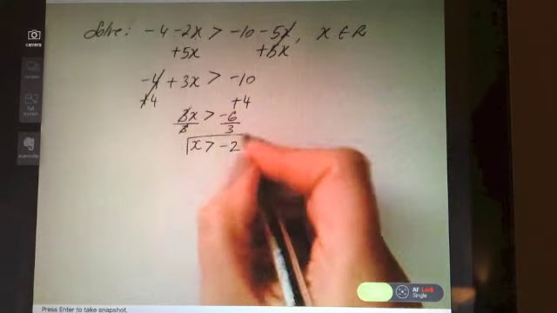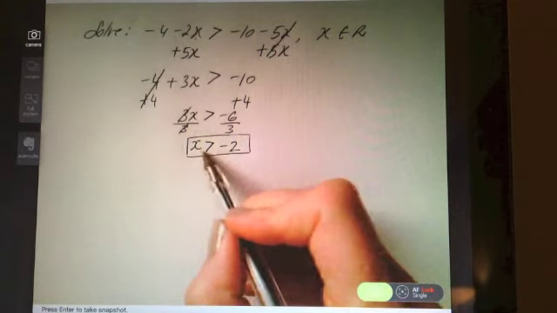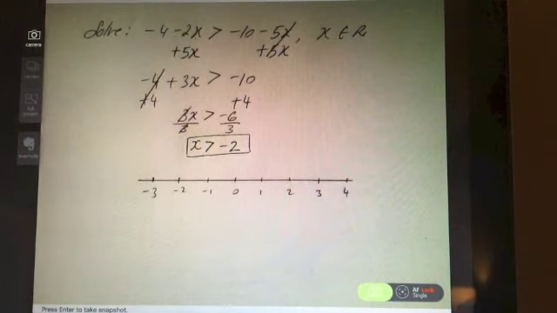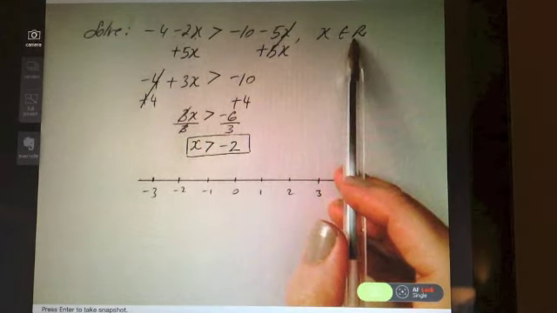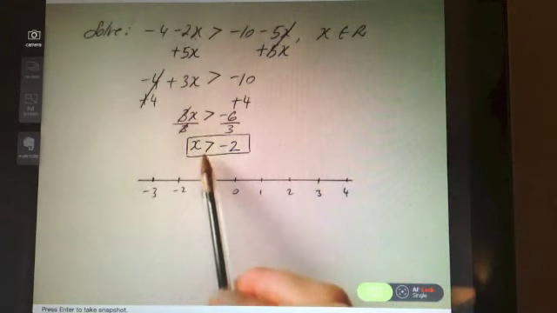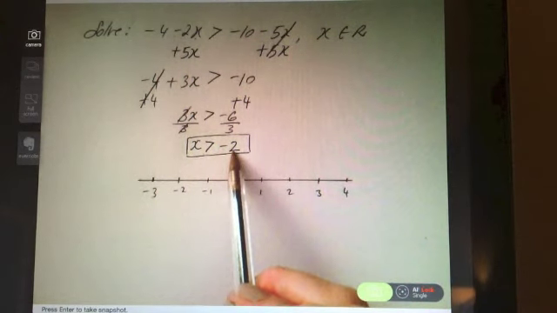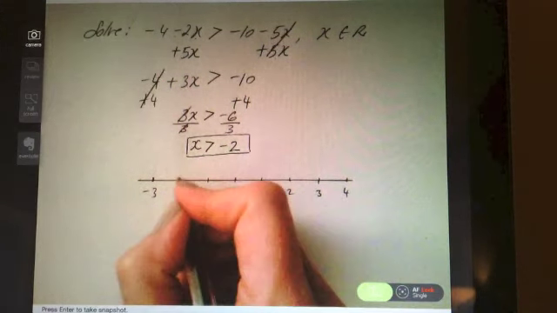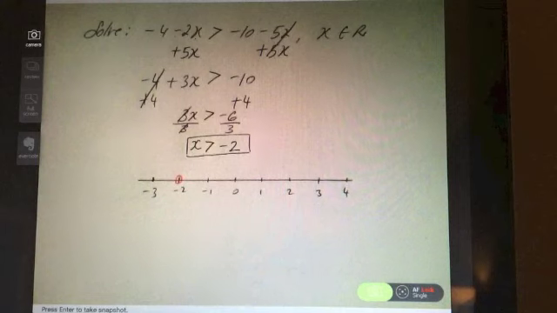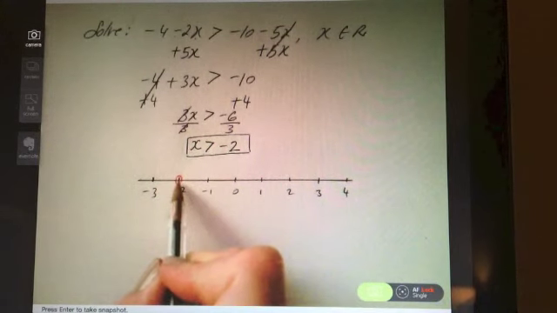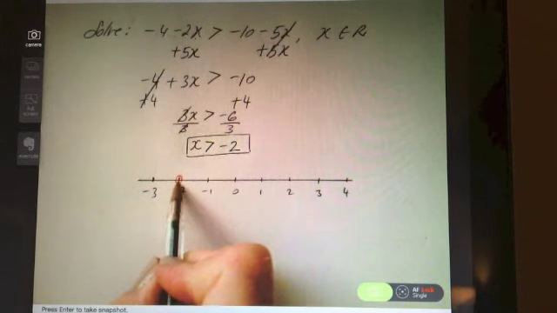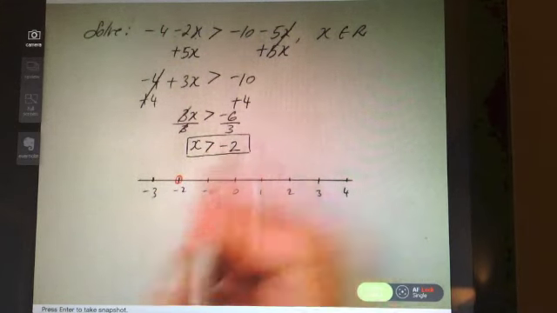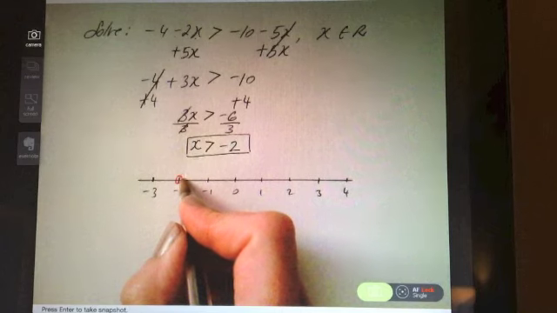Okay, so let's sketch this then. X is greater than minus 2 and x is an element of the real numbers. Now, because it's the real numbers, I'm going to use a thick line. It is greater than minus 2, so I want everything bigger than minus 2. So circle minus 2, but I cannot colour that in because I don't have an or equal to sign. So I can only include numbers greater than minus 2.